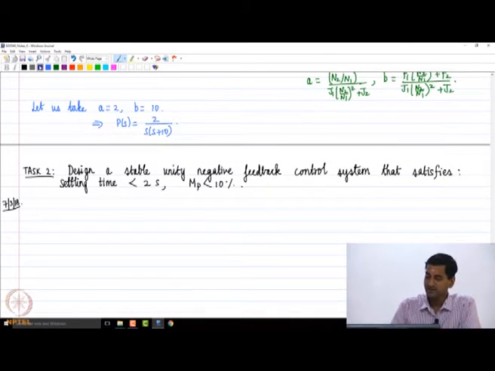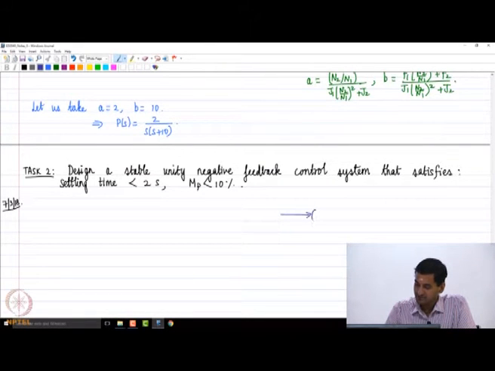So let's say I want to design a controller first to satisfy performance. Let's say we get started with that. Okay, so our plant transfer function, we just took it to be 2 divided by s times s plus 10. So that was our plant transfer function.